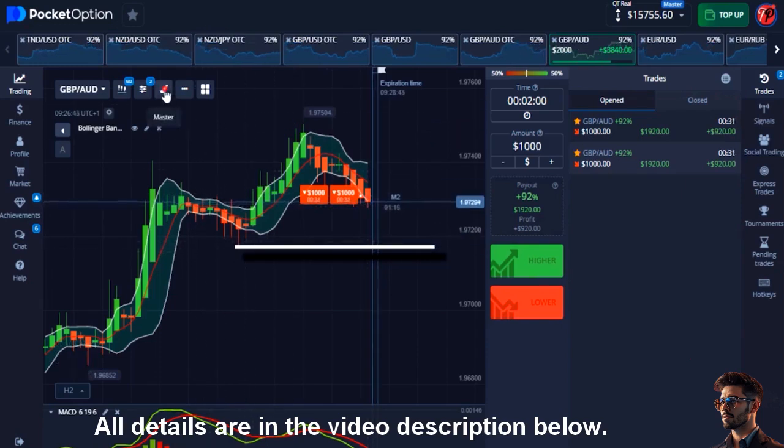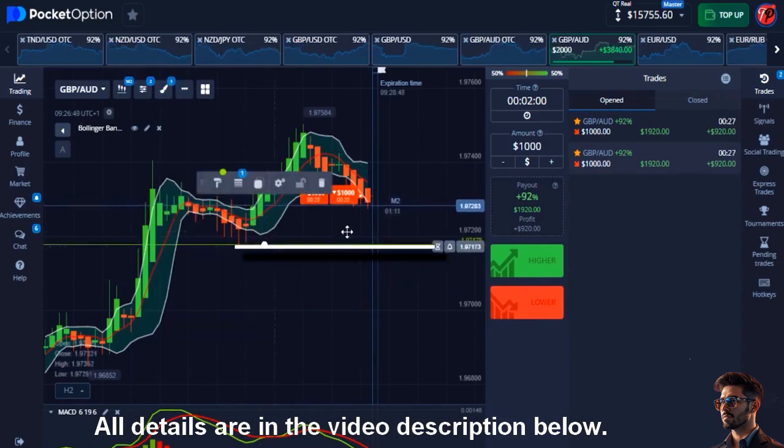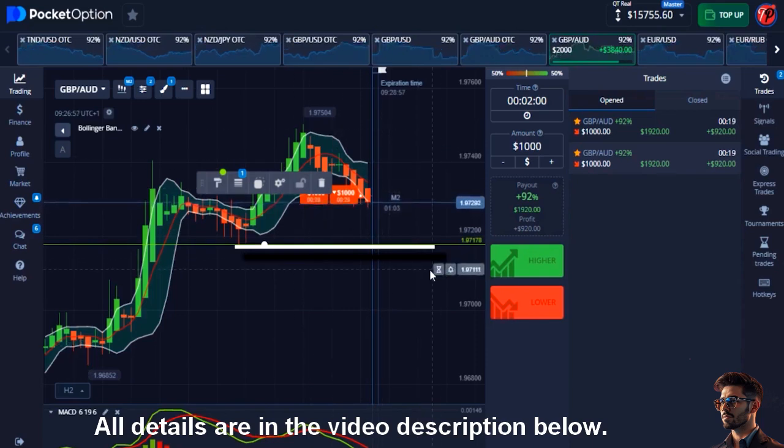Let me actually spot it out for you guys. So I wanted to reach this particular level before it reverses. And I know that in the next 2 minutes, I'm still going to be on the trend. So that's the reason why I entered the trade.